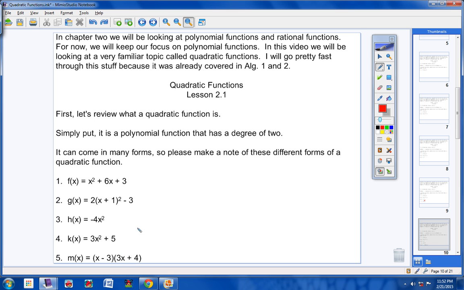In fact, if you were to multiply this parentheses times this parentheses, you would get 3x squared minus 12 over here, positive 4, negative 9, negative 5x. Okay? So there we go. These are all good examples of quadratic functions, and the main thing you need to remember is a quadratic function, simply put, is a polynomial function that has a degree of 2. Okay? It has a degree of 2.